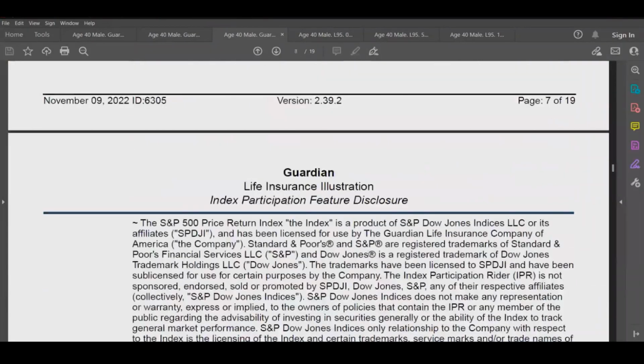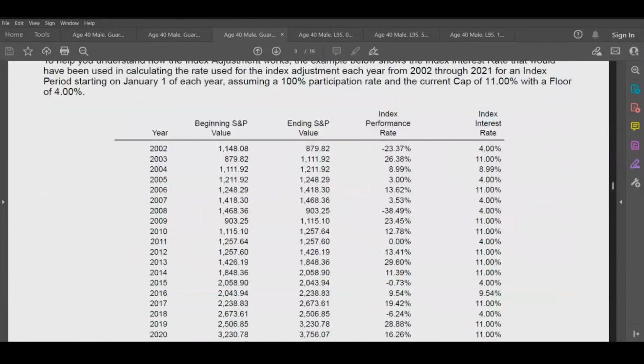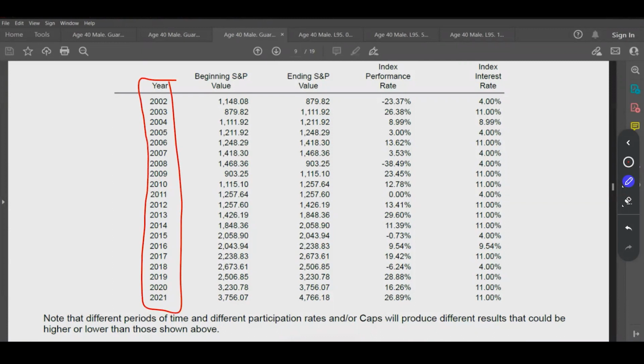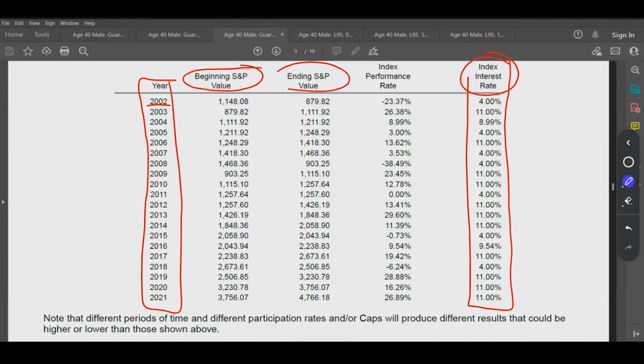Let's scroll down a bit more. When we look at the indexed rider illustrations, what it is based on, because this rider is relatively new, it was released with Guardian in 2016, is they're going to look at the history of the S&P 500 index. They're going to say, okay, here's what the person would have gotten if we would have had this rider available back then in 2002 with whole life insurance policies. So we see the beginning value of the S&P, ending value of the S&P, the index performance rate.